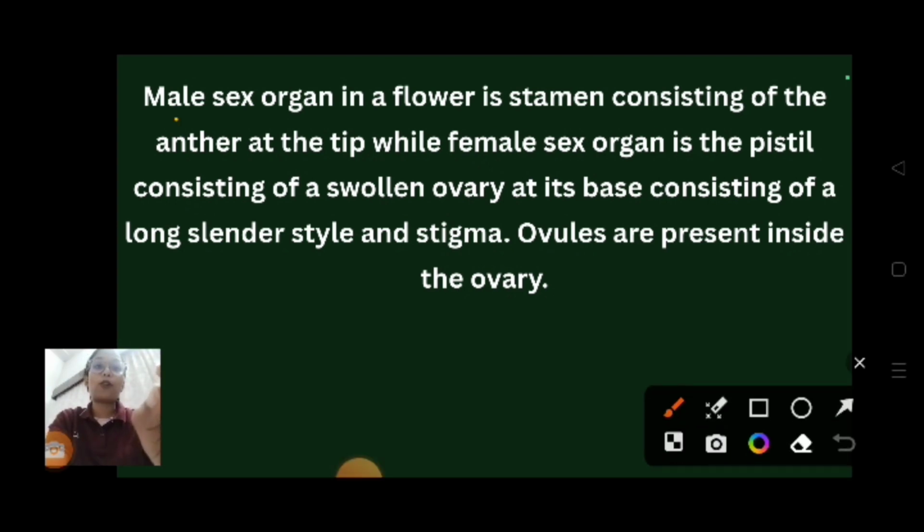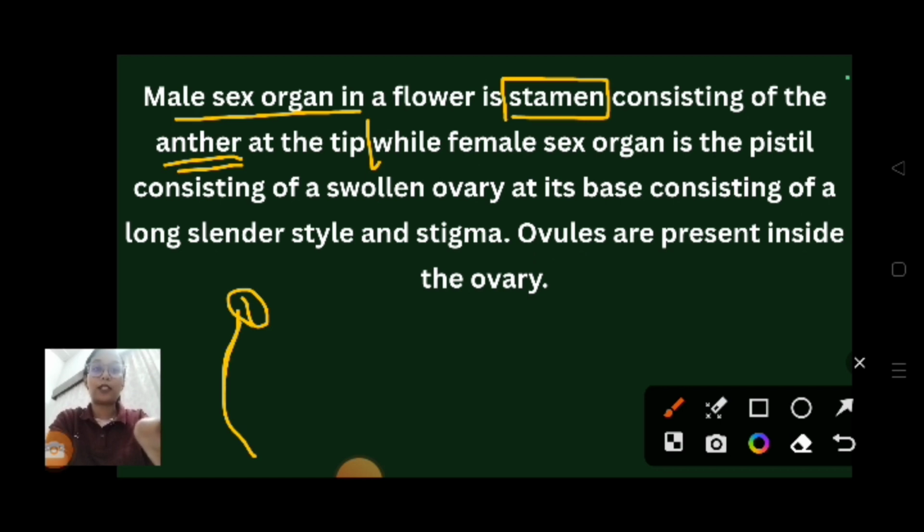The male sex organ in a flower is your stamen. They are known as the stamen, consisting of anther at the tip. The males are having anther and a filament. So this is a male reproductive part. This is called your anther and this is called your filament. Both together are known as your stamen.